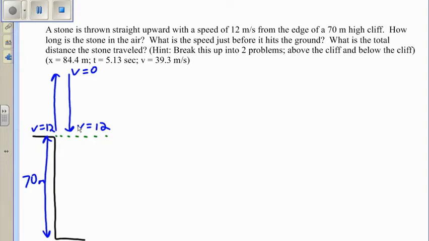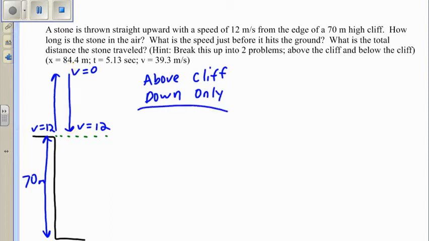Okay. So at first, I'm going to look at above the cliff. So let's write that. We're going to look at above the cliff, and we're going to look at the down only. Alright? So I'm only focusing on that piece right there. Alright. So, I have two equations. I'm going to do this equation.